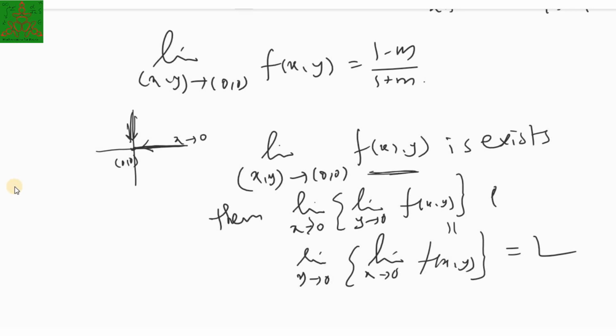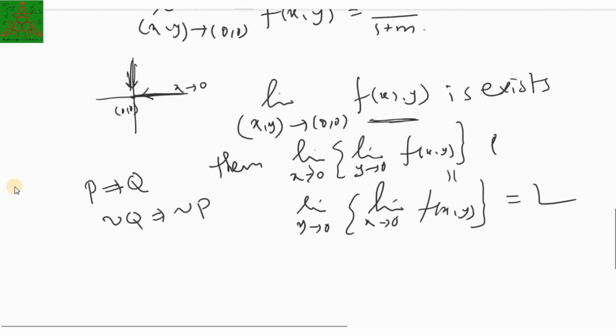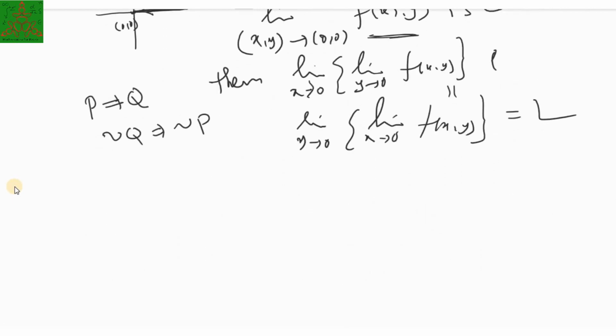So what will be the contrapositive statement of that? What do you mean by contrapositive statement? That means if P implies Q, then not Q implies not P, that is the contrapositive statement. That means if these repeated limits are not equal or they do not exist, then we can say that the limit does not exist. So that is another way to check the existence of the limit.